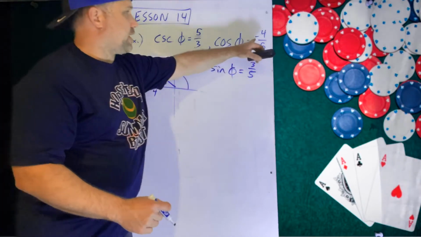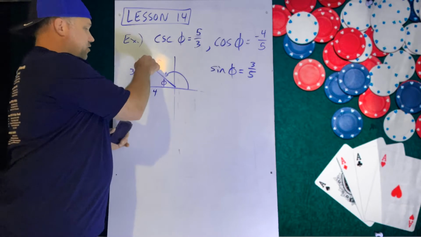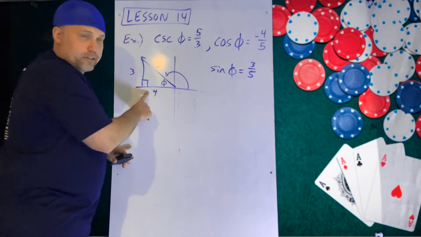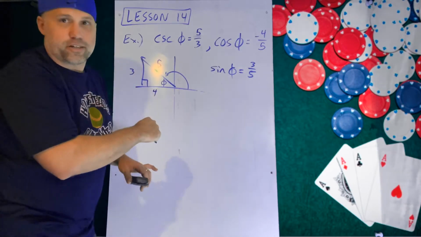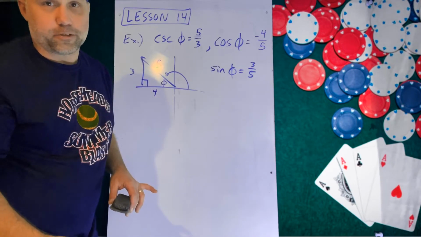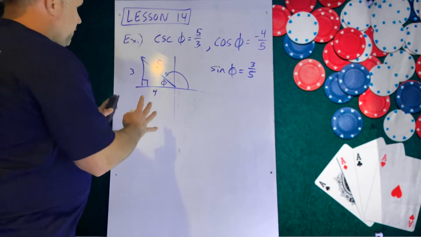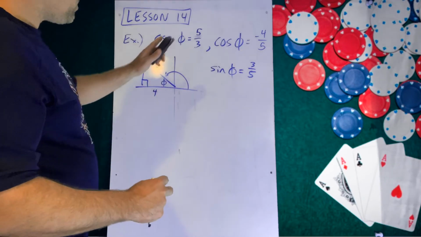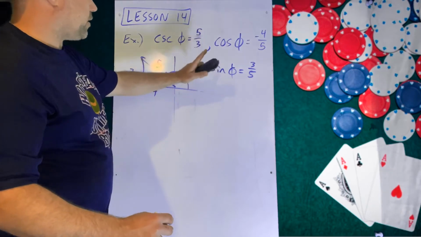Now, what about the negative? The negative's there because we're in the S quadrant and cosine has to be negative. You don't need to label this -4 right here. This is the distance of a side on a triangle. We don't want to call that a negative value. Once I have my triangle established, I'm ready. I've got everything I need. We've got the cosecant, we've got the cosine, we've got the sine.